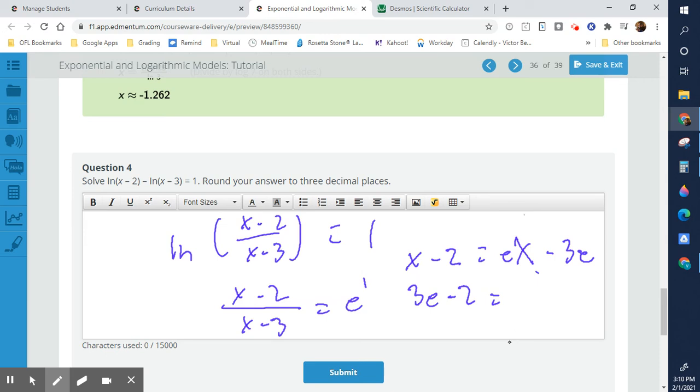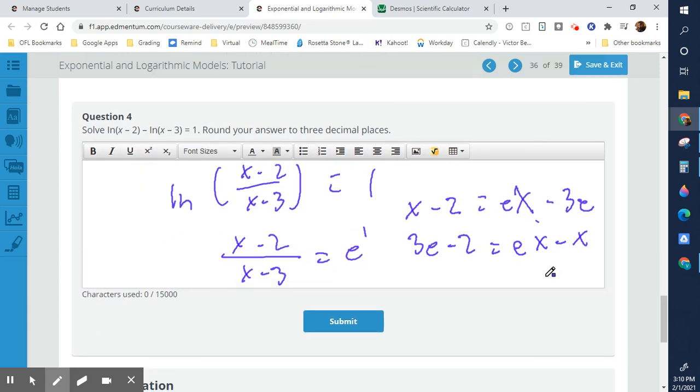I'm also going to subtract x from both sides. So I get this e x minus x. And to make this a little, quote unquote, easier on me, I'm going to factor out this x. So I get e minus 1. And this is still the same thing. So this ends up being x equals 3e minus 2 over e minus 1. I don't know how Edmentum's going to do this because I feel like, whoa, this is a lot of stuff to do, Edmentum. What are you doing? But we'll see how it goes.